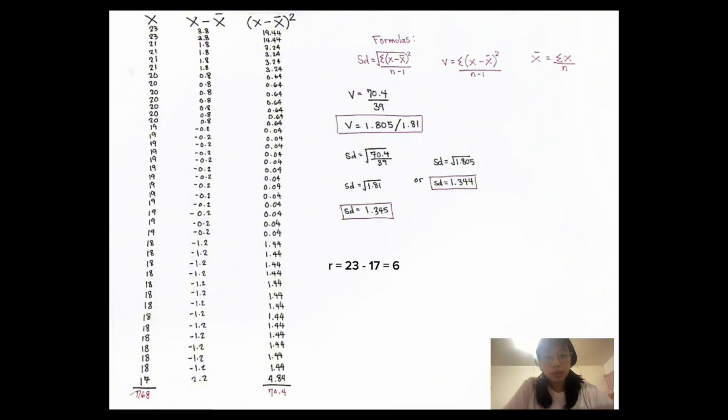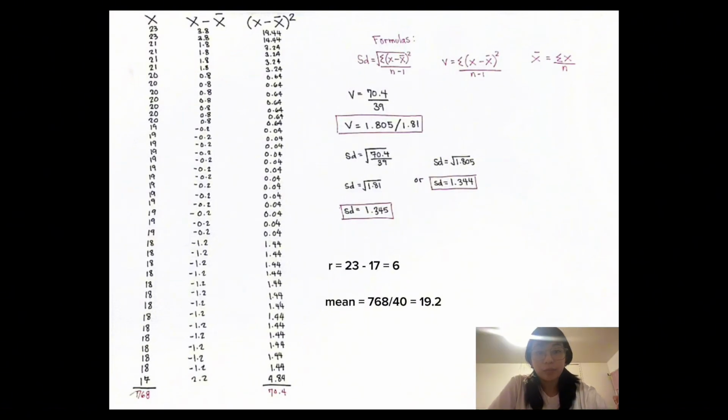So, step 1, we have to find the mean. In order for us to find the mean, we have to find the summation of x and divide it by our sample size, which is 40. So, when we add all our data, it will add up to 768, and then we divide by 40. So now, we have 19.2 as our mean.